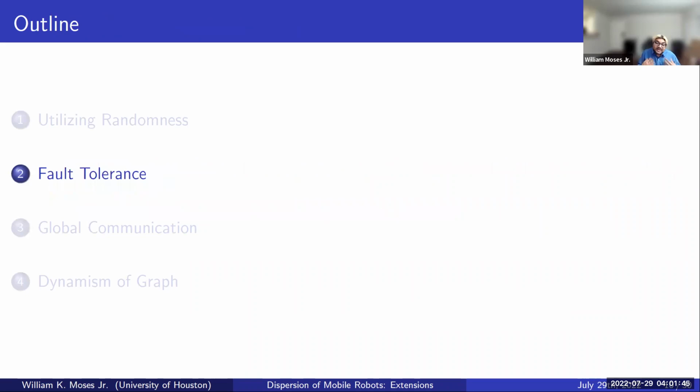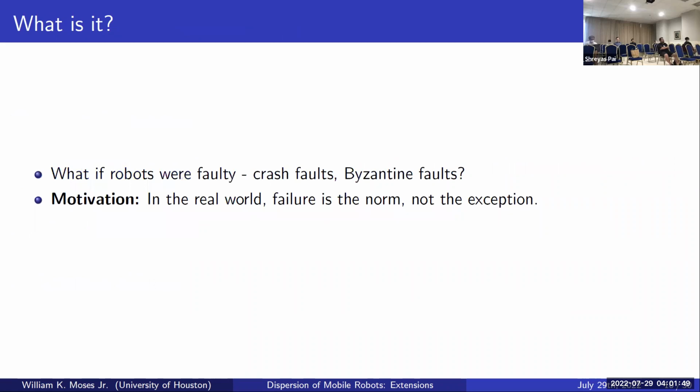Now, the next thing I'd like to talk about is fault tolerance. So first of all, fault tolerance means what? It can mean either crash faults, where a robot was just performing its function and then suddenly shut down. That's it. Or Byzantine faults, where the robot doesn't shut down. The robot instead can act in unexpected ways.